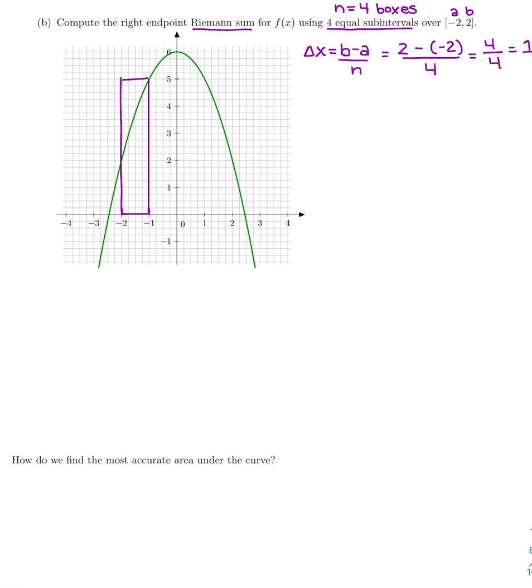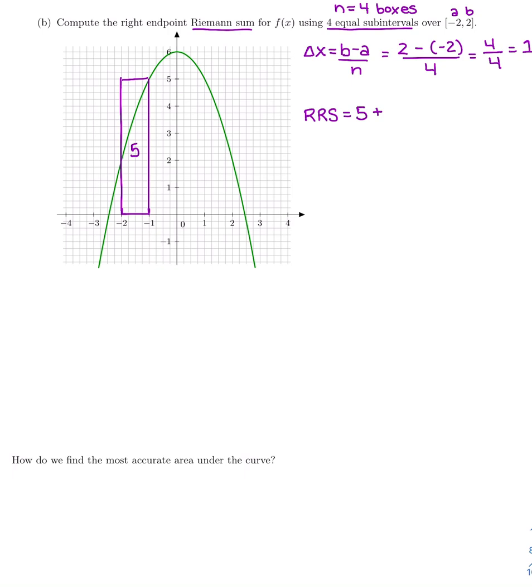So there's my first box from -2 to -1. And so the area of that is going to be our width times our height. Our width is 1 and our height is 5. So this has an area of 5. We have a good start to our right Riemann sum. Our first box has an area of 5.